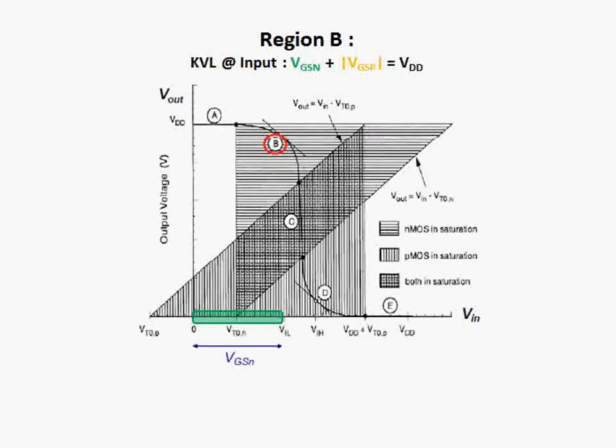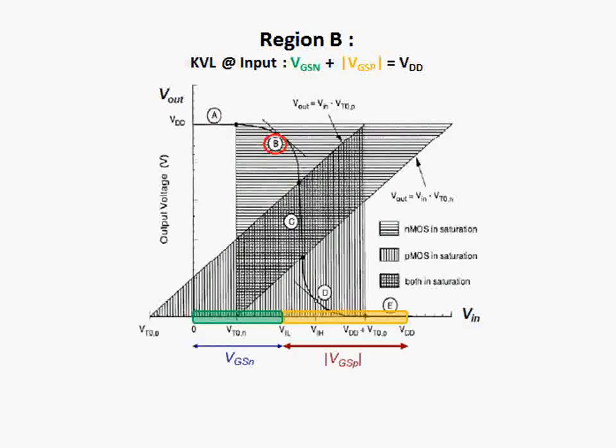Based on the KVL analysis at the inverter's input, we know that the gate source voltage of the NMOS plus the gate source voltage of the PMOS will be equal to VDD. Since we know that the gate source voltage of the NMOS is the region highlighted in green, the gate source voltage of the PMOS will be the region highlighted in orange.